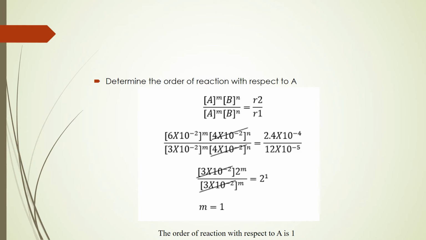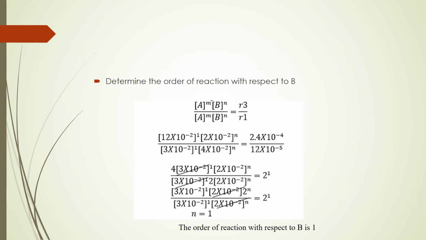We have 3 times 10 to the power of minus 2 to the power of m, times 2 to the power of m, equals 2 to the power of 1. So m equals 1. Now from here we know that the order of reaction with respect to A is 1. Determine the order of reaction with respect to B.